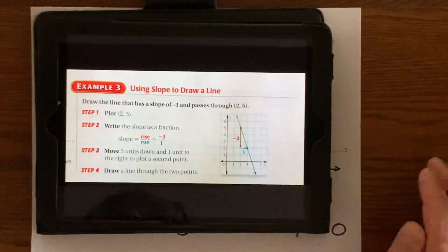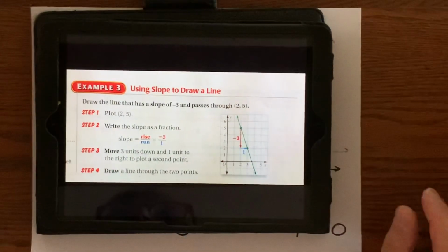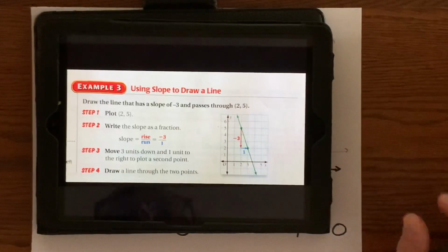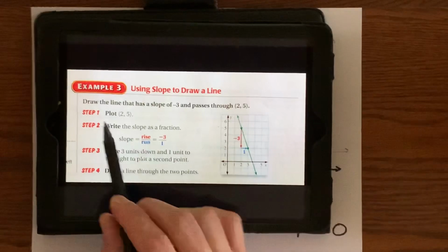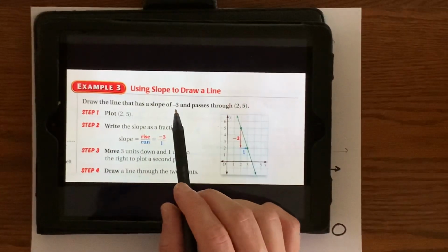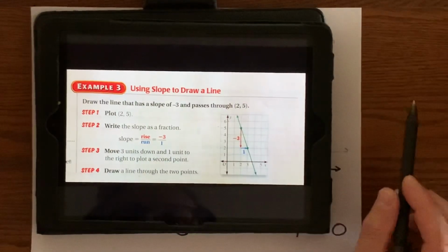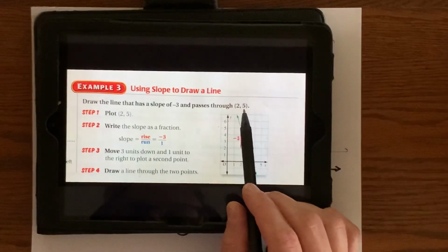Okay, let's go into the last concept for today. So using slope to draw a line. Now, here we're looking at another challenge. In this case, it says draw the line that has a slope of -3. So there's your slope, -3. And it passes through 2, 5.